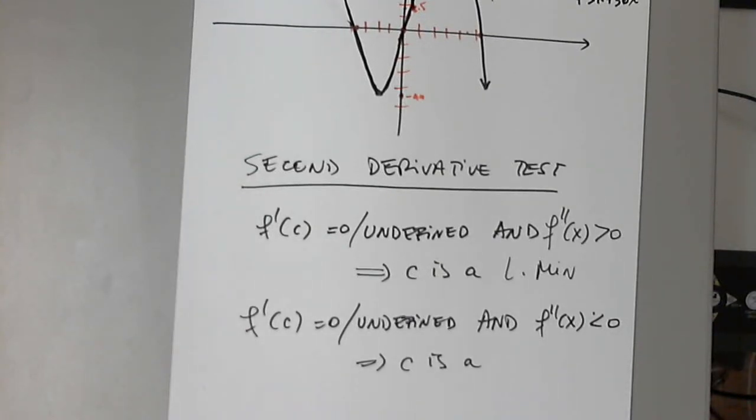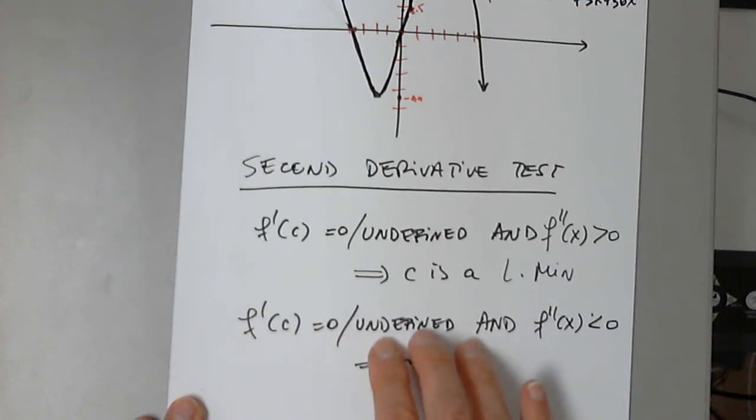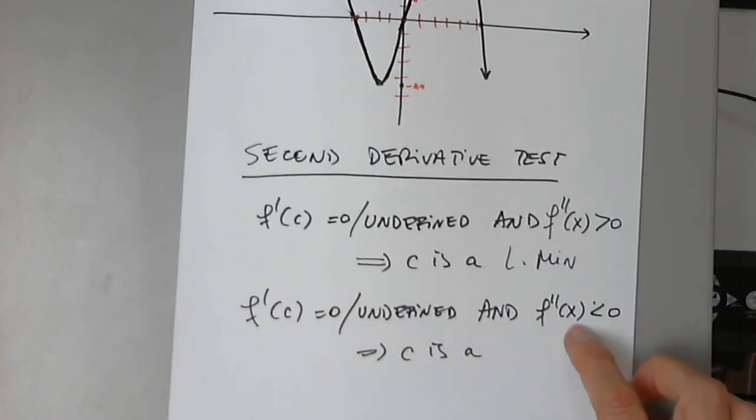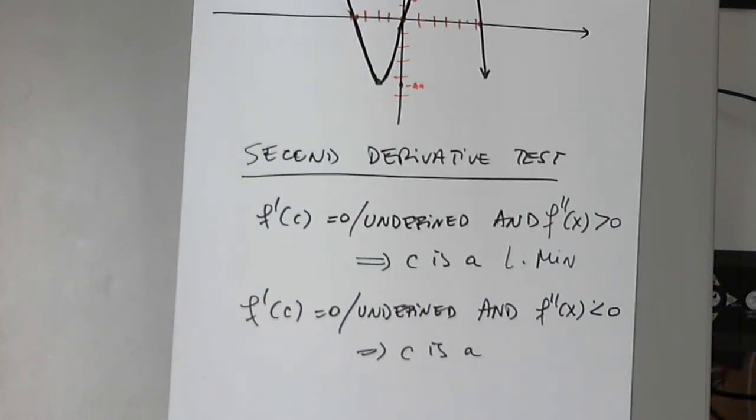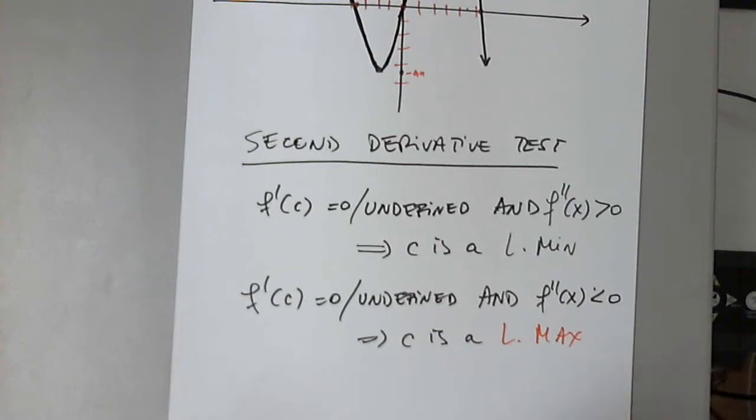If c is a critical number, in other words, that's what I'm saying with this. c is a critical number. If c is a critical number and the second derivative is less than 0, what does that mean? c is a local max. That's the second derivative test.